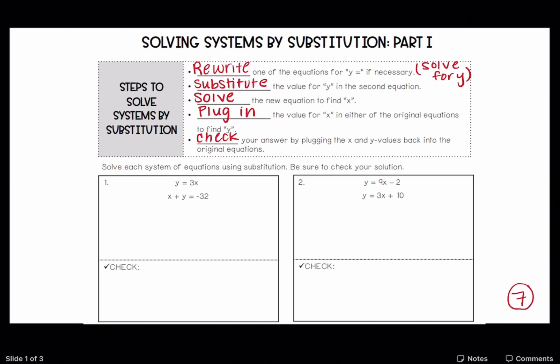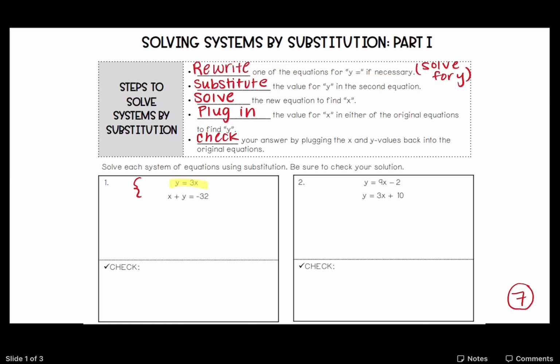So when I have a system of equations, sometimes you'll see they'll have a curly bracket to show that I have two equations happening at the same time. An equation also shows me the relationship between x and y. So if I have these two equations, it's telling me that I want y to be equal to 3x, and I want x plus y to equal negative 32. I want both of those things to be true. So what we want to do first is rewrite one of the equations for y equals. That was step number 1.